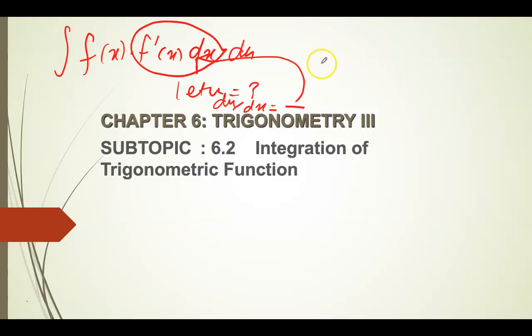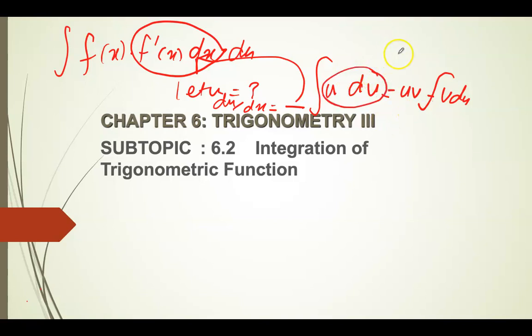Another one that you learned during integration last semester was integration by parts, where you identify u and dv, and the integration of u dv equals uv minus the integral of v du. How you select your u and your dv was according to LIPET, and the last one has always been trigonometry.